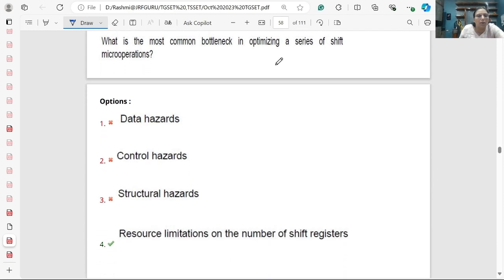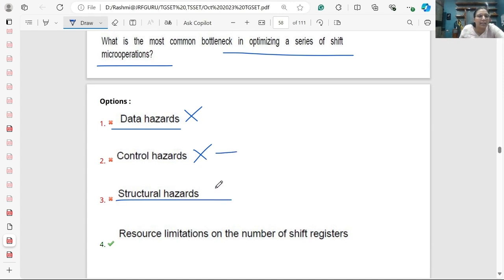What is the most common bottleneck in optimizing a series of shift operations? If I want to perform a shift operation, I need the shift register. So, data hazard: it creates data dependency. There is no relationship with shift operation. Control hazard is relevant to control statements, so again no relation with the shift statement.